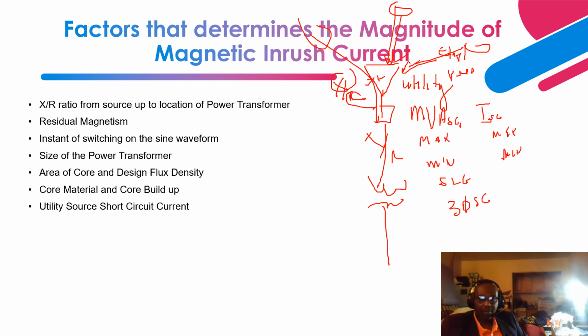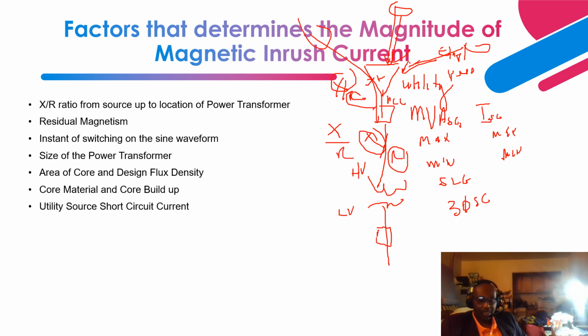From the utility up to the high voltage side. If this is the high voltage side of the transformer, and this is the low voltage side of the transformer. Let's say we have a transmission line from the point of common coupling of the utility up to the high voltage circuit breaker, and from the high voltage circuit breaker to the high voltage side. That transmission line or feeder cable also has a reactance and resistive element. So they also form an X over R.